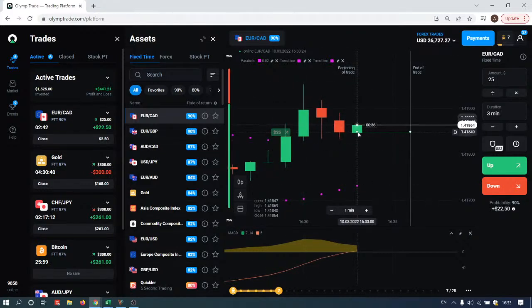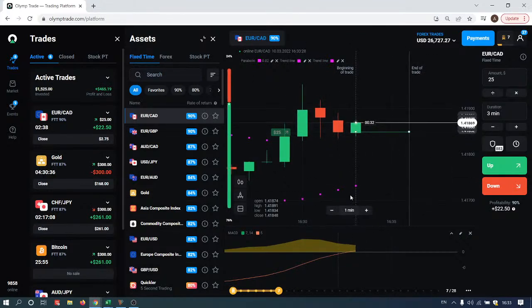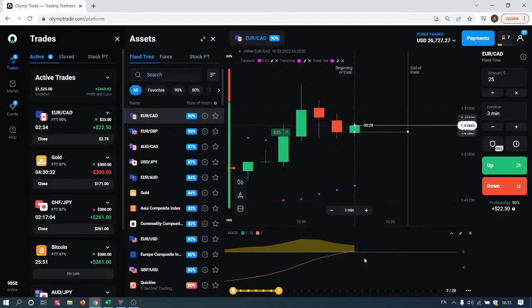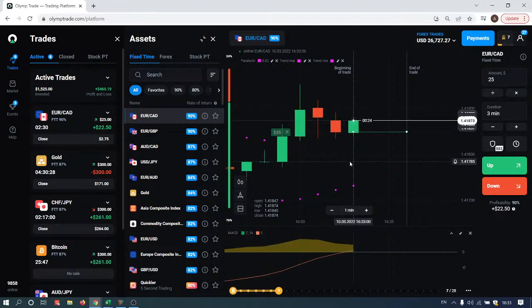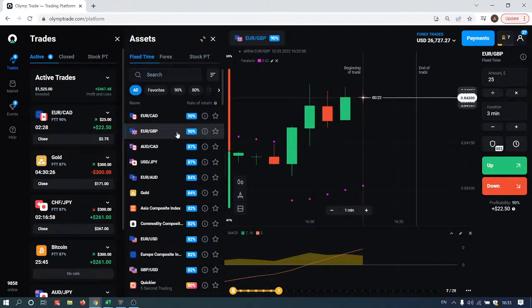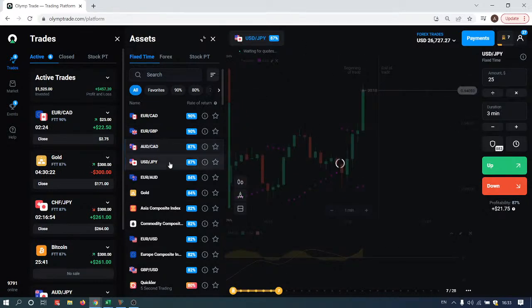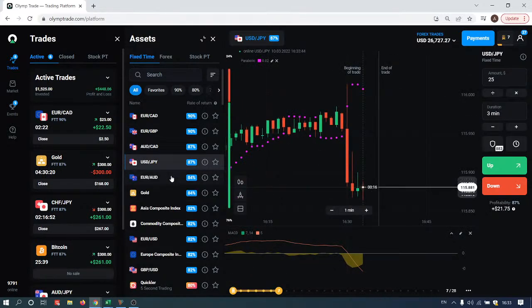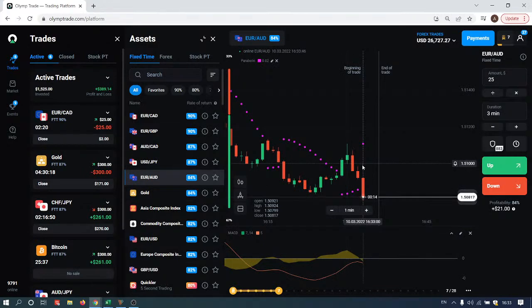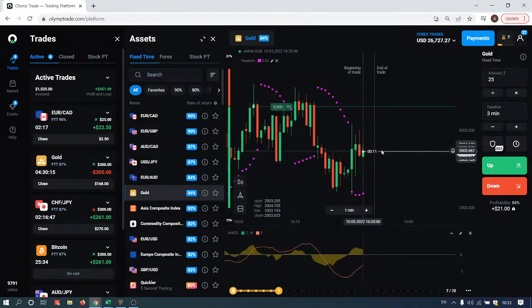So another trade on the euro CAD now is in the upwards direction. So we have this parabolic SAR support on the bottom, and we have the MACD area above the middle line. So that gives us a trade for an up trade. A big drop on the USD JPY.